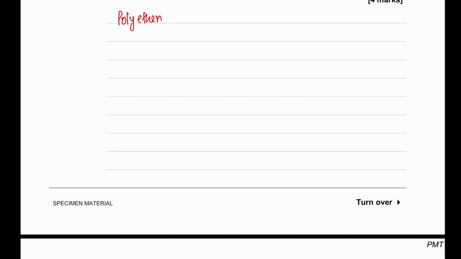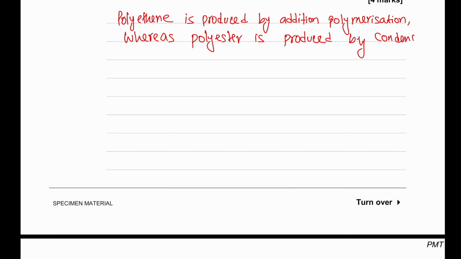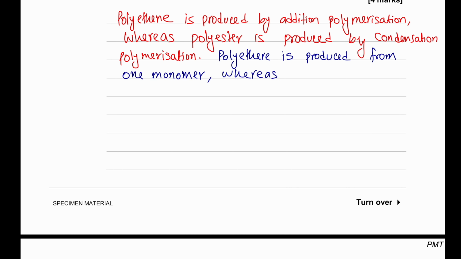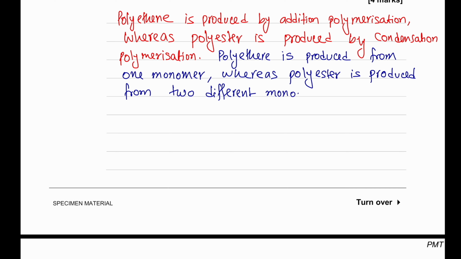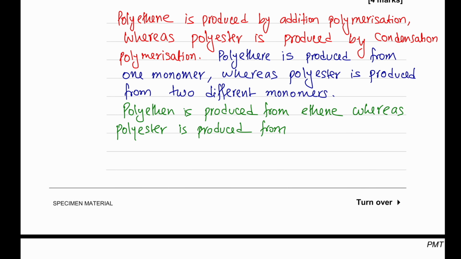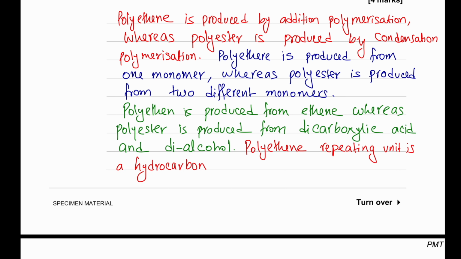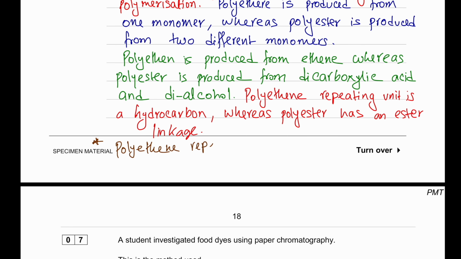So our points will include: polyethylene is produced by addition polymerization, whereas polymerization for polyester is condensation polymerization. Polyethylene is produced from one monomer, whereas polyester is produced from two different monomers, which in this case are the dialcohol and the dicarboxylic acid. Polyethylene is produced from ethene, whereas polyester is produced from a dicarboxylic acid and a dialcohol. Polyethylene is the only product formed, whereas polyester also produces a small molecule of water. The polyethylene repeating unit is a hydrocarbon, whereas polyester has an ester linkage, as you can see in this diagram.